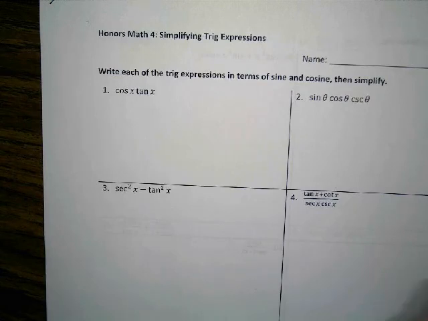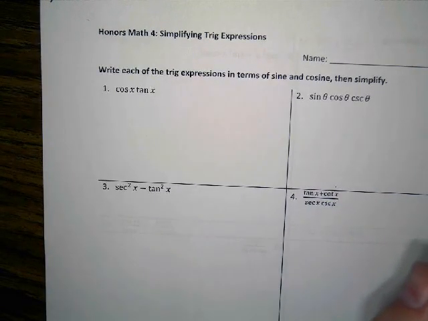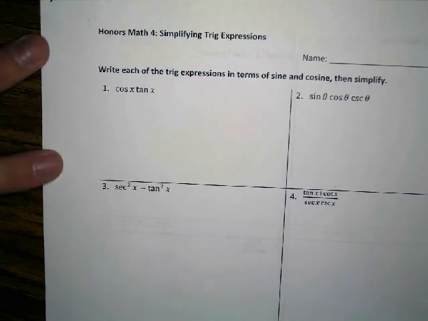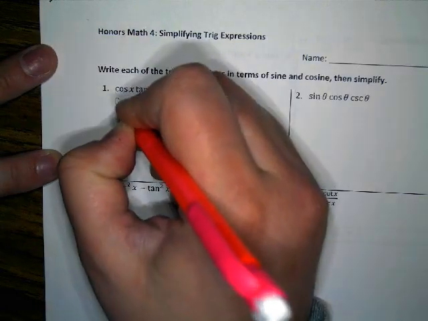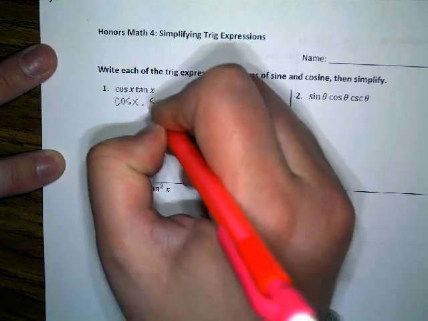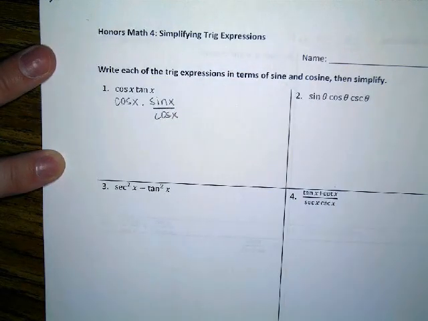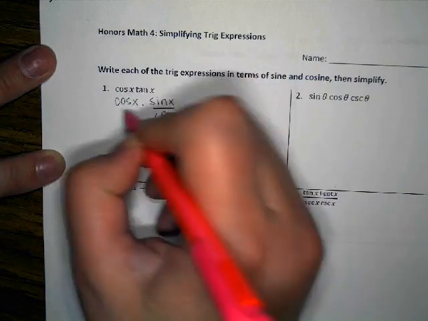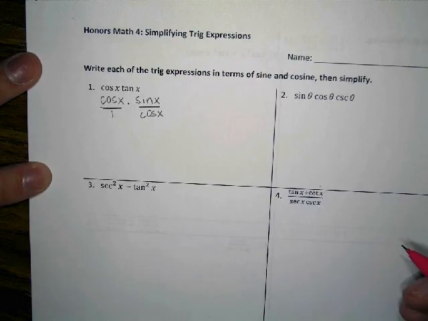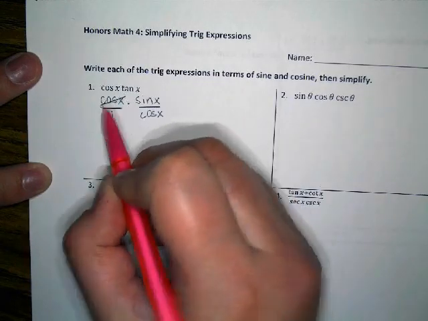Somebody tell me what to write for number one. Cosine times sine over cos. And then what happens? This cosine is over 1, right? Okay, and then what happens? The coses cancel. We've got a cos on the top and a cos on the bottom, and those cancel. And our answer is sine.